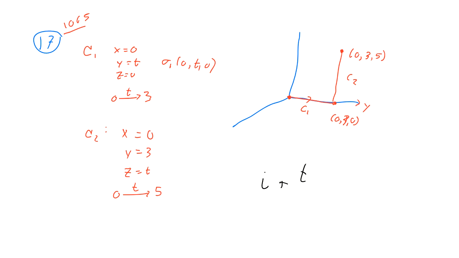Let's see. So what they're writing as I plus tk is what I would be writing as 1, 0, t. Mm-hmm. So in other words, x equals 1, y equals 0, z equals t. Yeah.